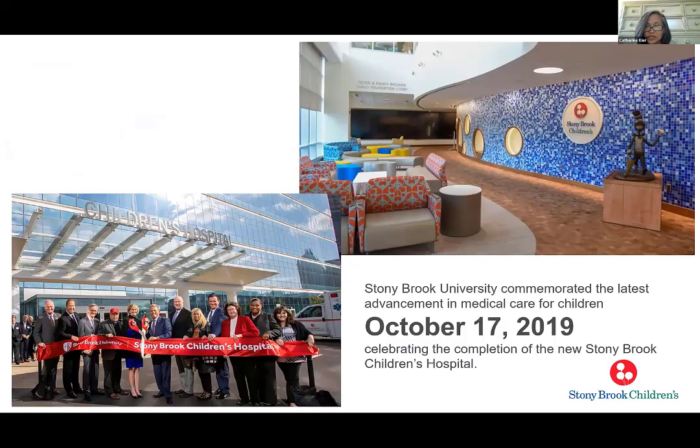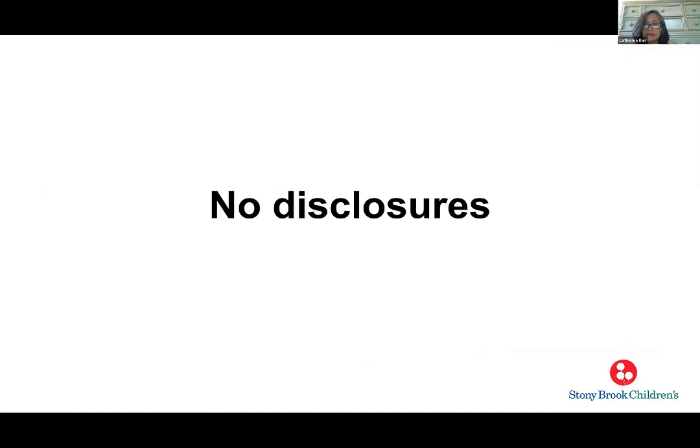So I just want to share that we actually moved to our new home. We have a brand new children's hospital facility. We opened in October 17. And of course, New York was the epicenter of COVID, and a lot of our pediatric floor was turned into COVID units, and we admitted patients until 30 years of age. I have no disclosures related to this talk.